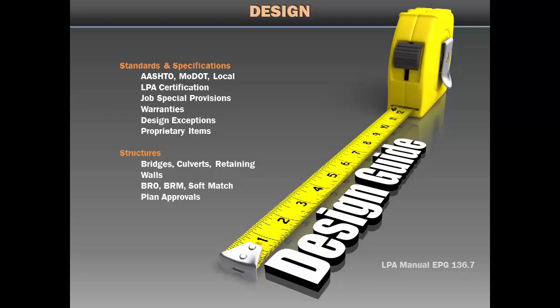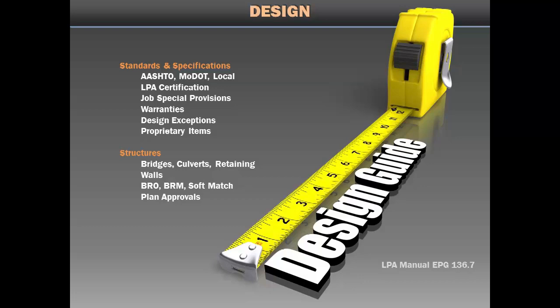Design exceptions are required when the design varies from the standards and specifications used for the project. For variations to local standards, the engineer of record should provide documentation to the LPA to protect both parties in case of a lawsuit. Variations to state and federal standards on the state highway system require approval from your MoDOT district contact. A bulleted list of required information is provided in Engineering Policy Guide 136.7. Projects with federal oversight also require federal highway approval of design exceptions.